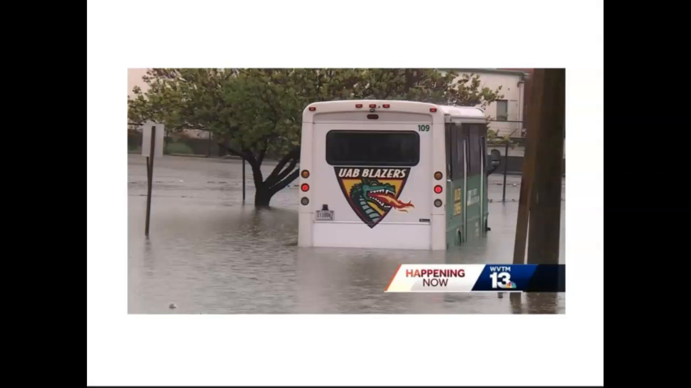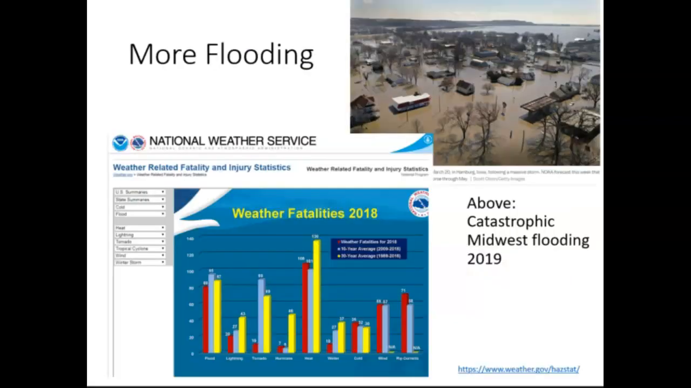Flooding is increasing in Birmingham, throughout the Southeast, and across the U.S. Flooding causes significant amounts of economic damage and disrupts the lives of many people. And as you can see in the graph, flooding causes many fatalities each year, mostly when people try to drive through flooded streets and are swept away. Don't ever try that, please.